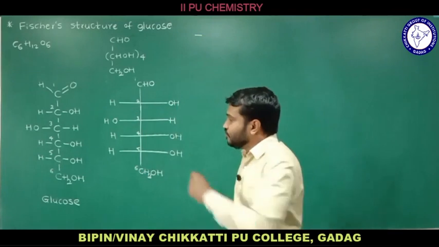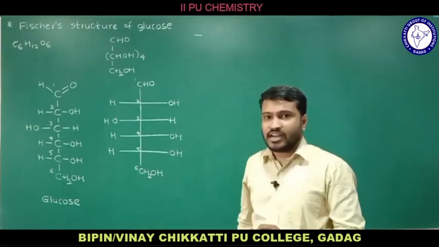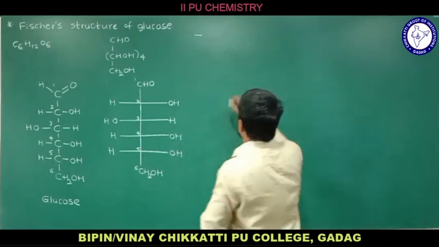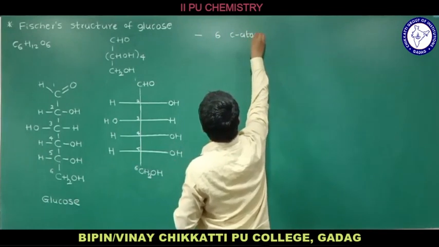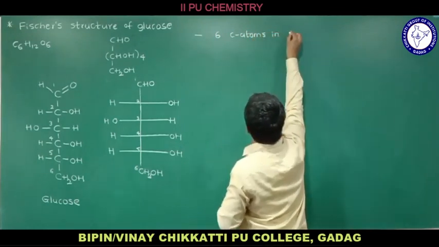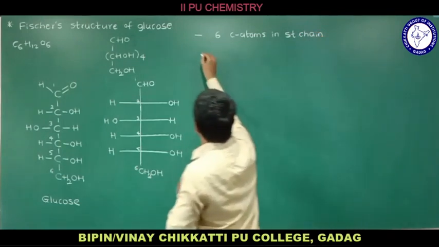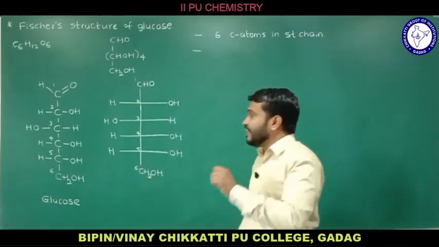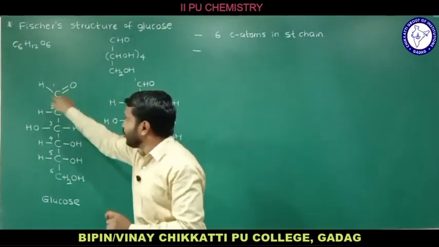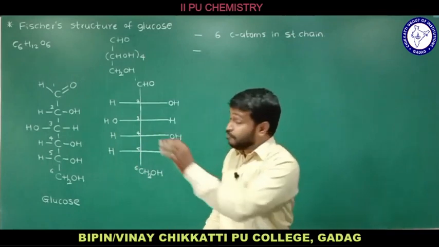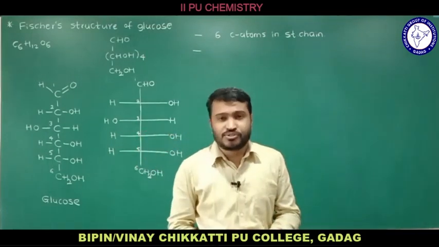So now if you observe the Fischer structure of glucose, one can say that 6 carbon atoms are there and they are in this straight chain here. So the first conclusion is 6 carbon atoms in straight chain. This is the first conclusion I can write. The second one is, if you observe carbon number 1, we have a functional group, okay, and that particular functional group is aldehyde. So just recall the elucidating structure of glucose.